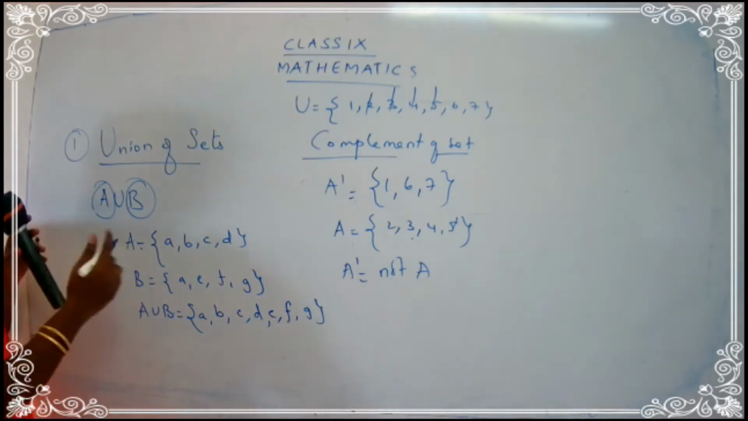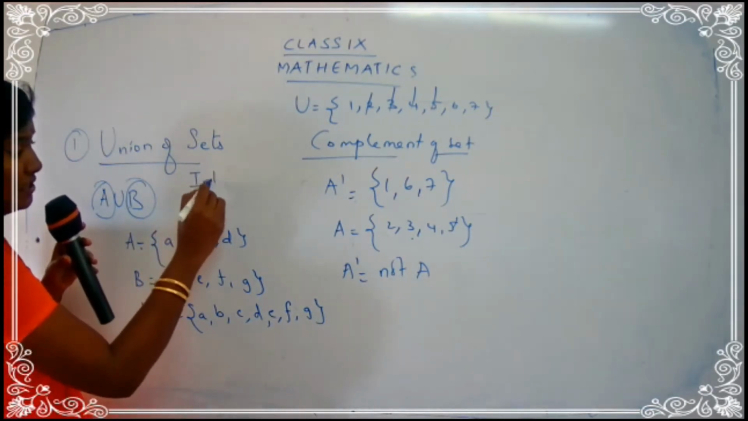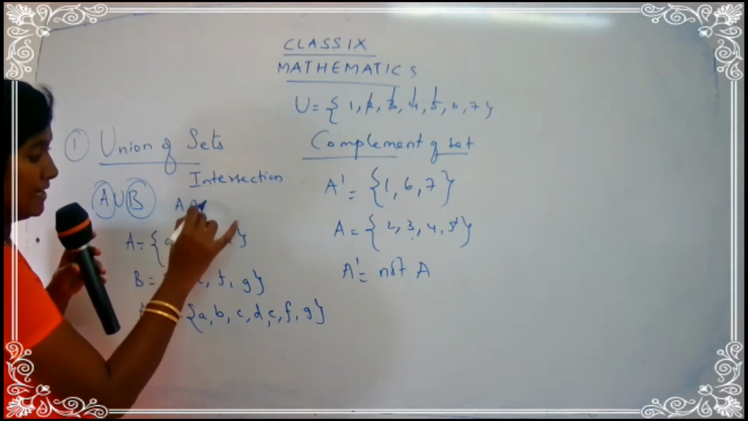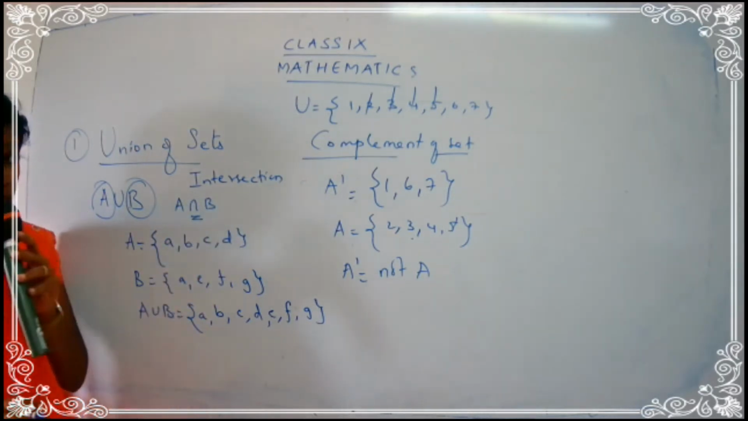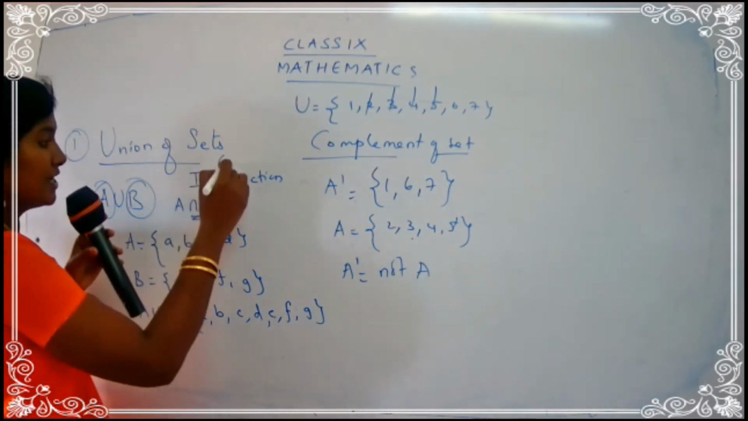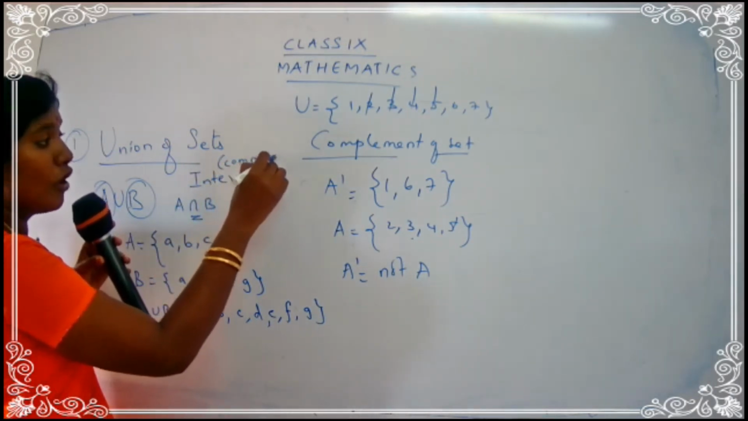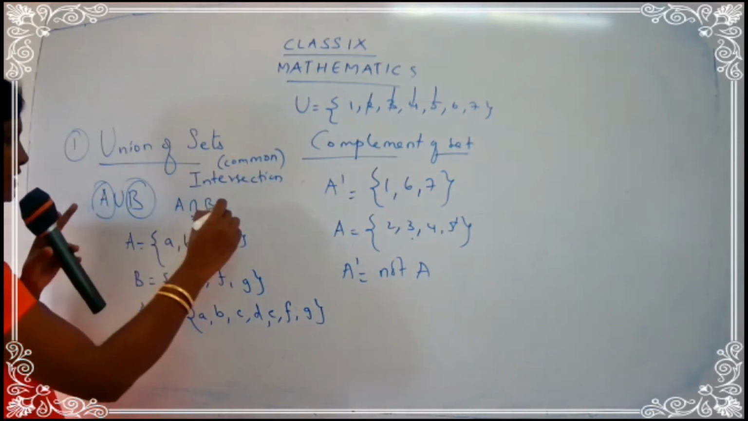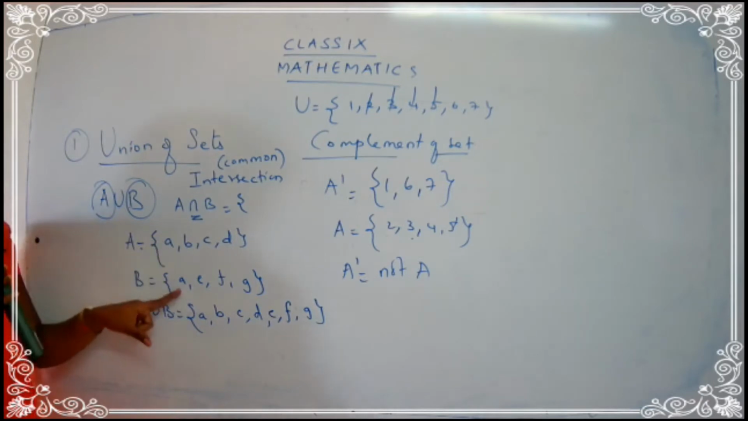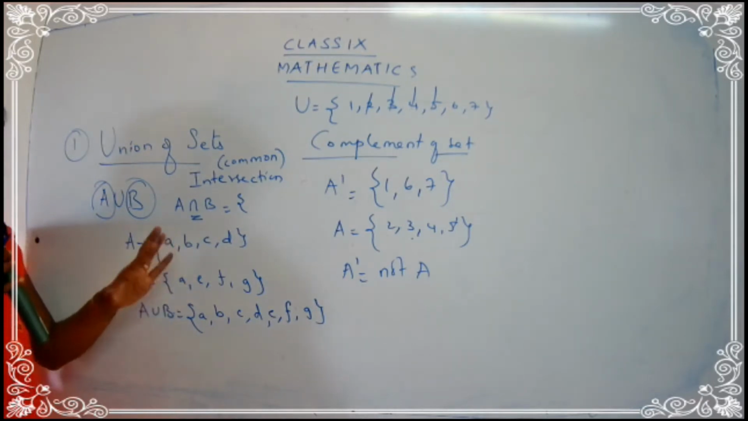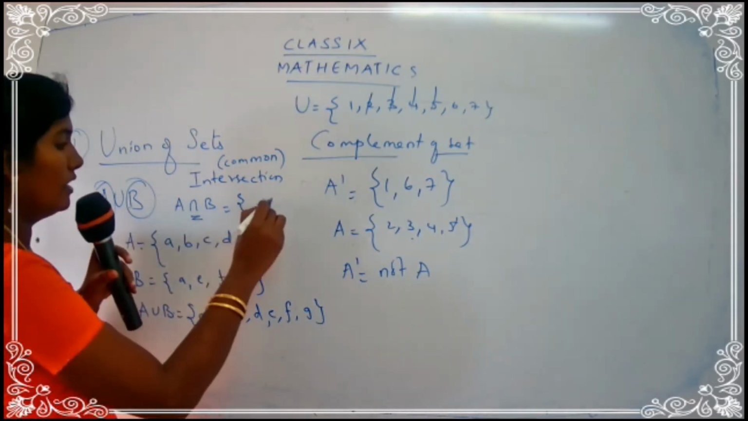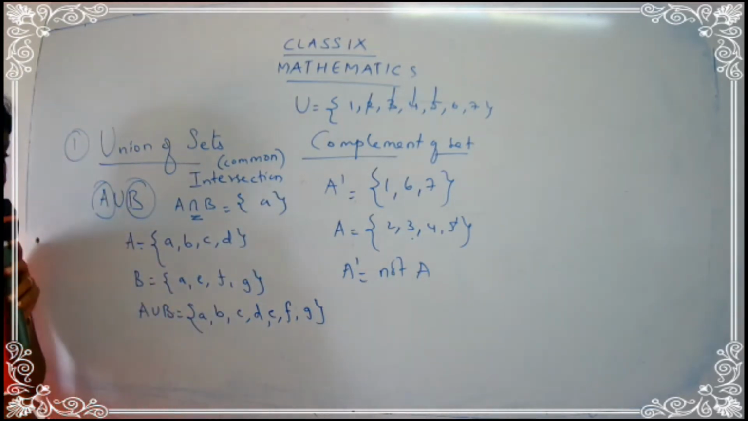What was the next thing? Yeah, intersection. What is the meaning of intersection? Intersection means you have to take the common elements. What is common here, children? What is common for A and B? a is common. See? Others are all different. What is same? a is same. So you have to write down A intersection B is equal to {a}.